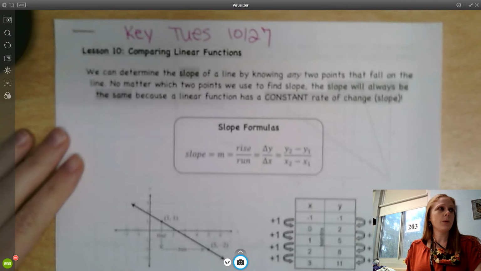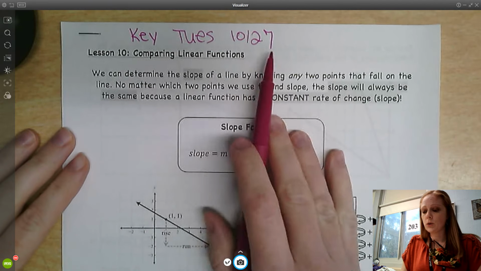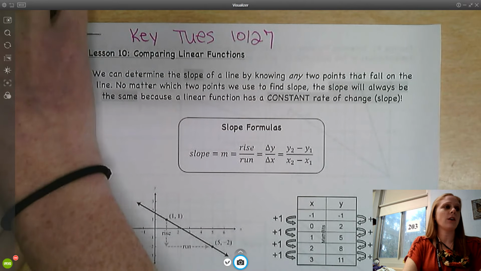Okay, so this video is going to go over lesson 10 from Tuesday, October 27th on comparing linear functions.